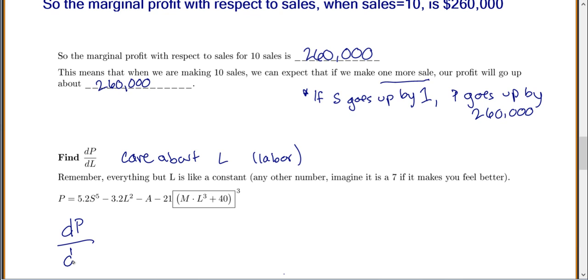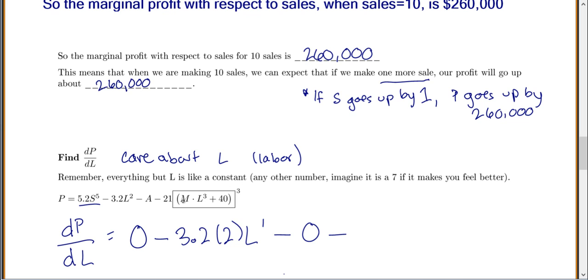But the derivative of p with respect to L. So this 5.2 s to the fifth, that doesn't have any L's, so it's just a constant, it's just 0. Minus, now 3.2 L squared. We do care about the L, so we'll do 3.2, you bring down the power of 2, and you drop the power by 1, so from 2 to 1. Okay, minus, now A, that doesn't have any L's, we don't care about it.